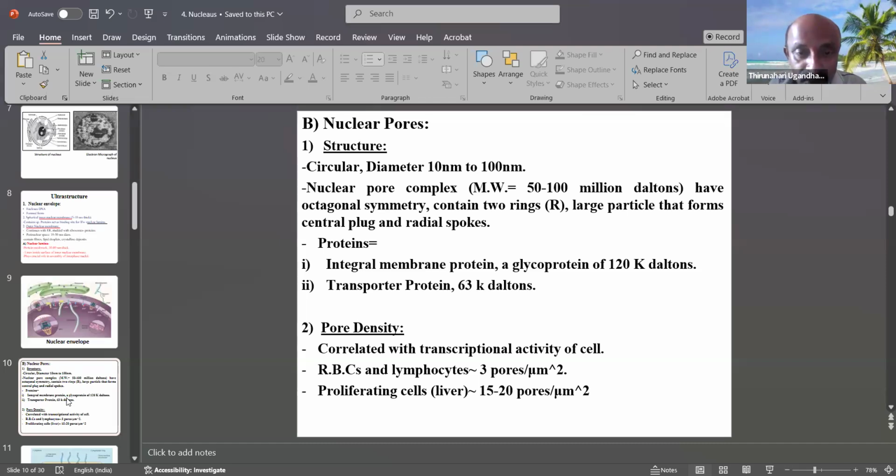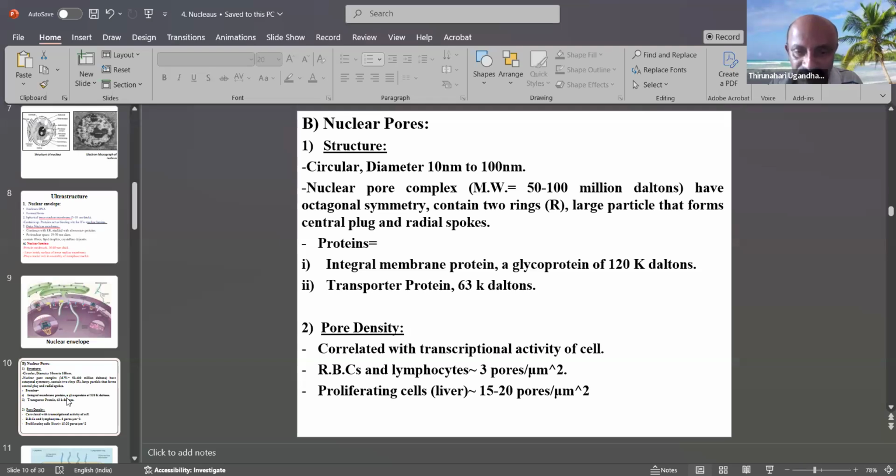Then the transport protein, 63 kilodaltons. This too has protein qualities. Then the second point, pore density. Density means the open space, the open pore size, how much space is open from the nuclear membrane to the cytoplasm. That is also pore density.